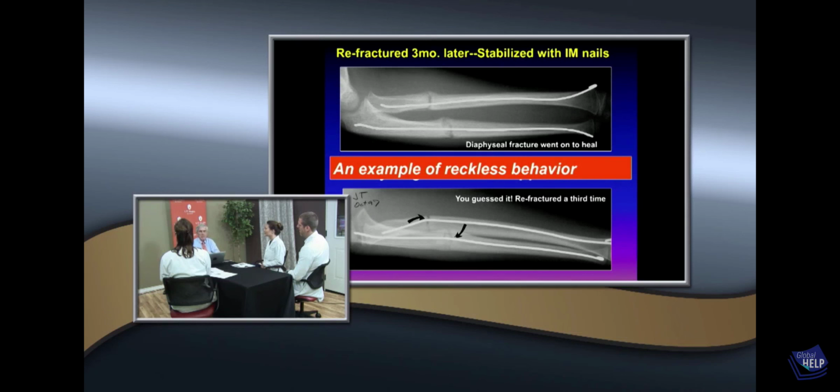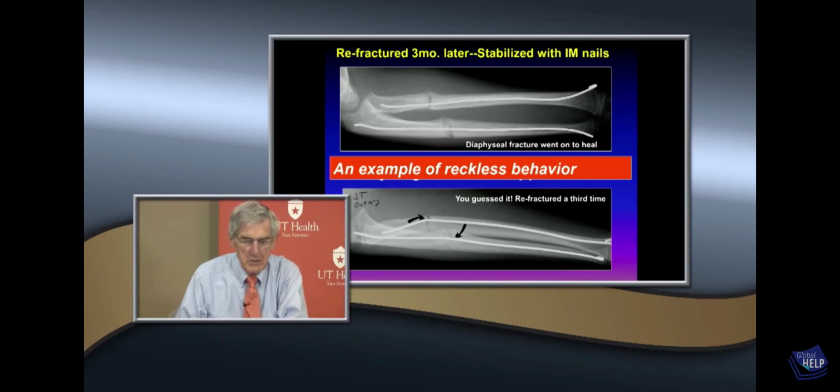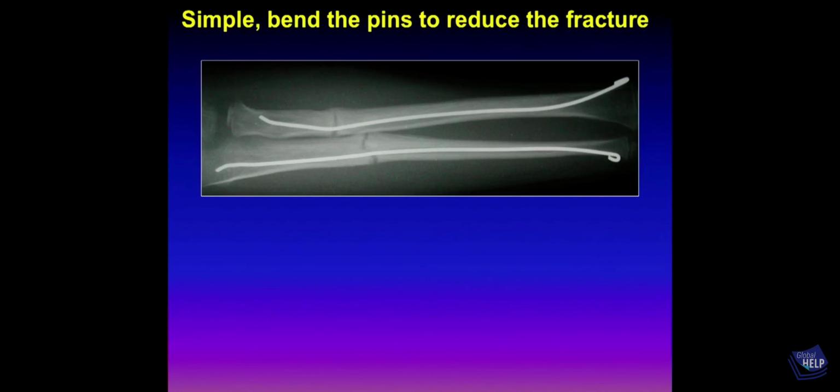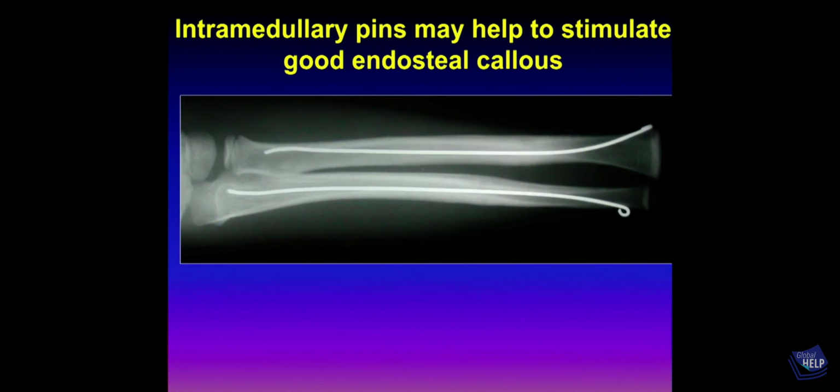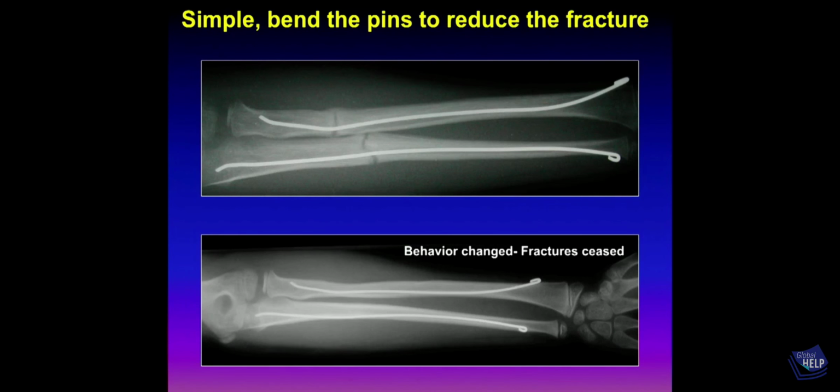With refractures, people get all worried about metabolic bone disease and so forth, but most of the studies show that refractures are due to reckless behavior. And so simply what you do, you just bend the pins to reduce the fracture and hold him a little bit longer. And his behavior changed. He finally got the message and his fractures ceased. Should we replace the pins? Well, you can try it first to see if you can do it. It may be difficult to replace them because you've got a lot of endosteal callus. And a lot of times when you manipulate it, you'll bend the pins.